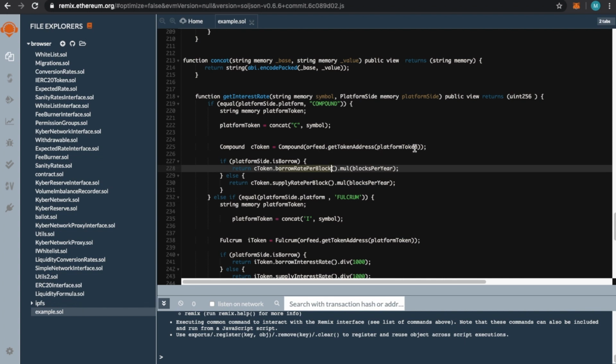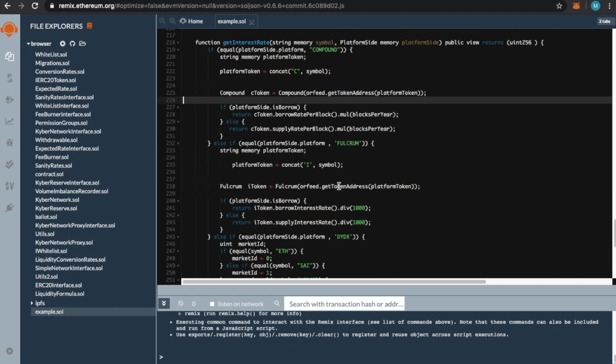So we actually take the token symbol, and we use Orfeed to get us the token address, because token addresses can also change. We saw that with DAI when it turned into SAI. You might have been referencing DAI in your smart contract, but when it changed over, there was a whole different token. So those get updated on Orfeed, and also the token addresses.